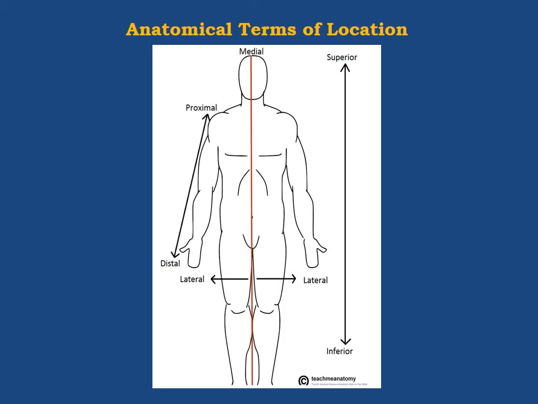Proximal and distal, you see the arrows. If it is closer to the point of attachment, then it is proximal. If it is away, then it is distal. We have lateral, you see, and of course the other one is medial, which is closer to the midline. Lateral is away from the midline. If it is closer to the upper part, we say superior. If it is closer to the ground, we say inferior. This is just summarizing the terms that we have talked about.